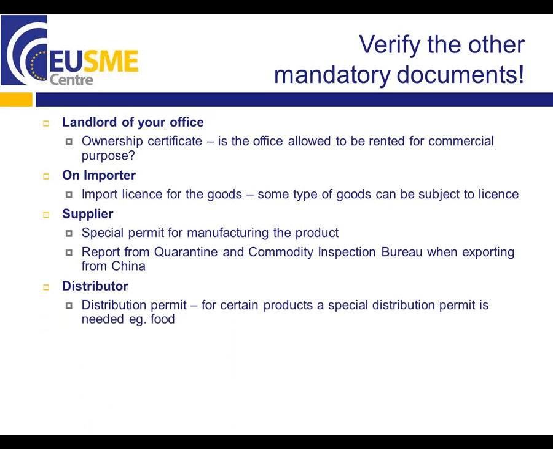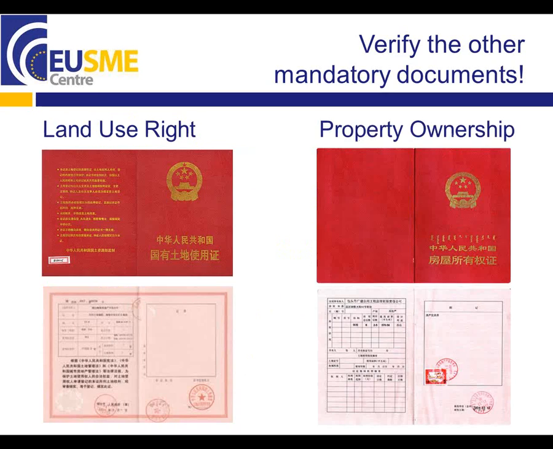As regards the distributor, there is some special license for certain types of products as well, for example food. So you shall check whether the company you are going to conclude a contract with has that special permit. Same for the service provider, typically an accounting company.